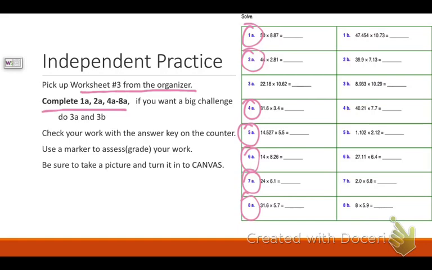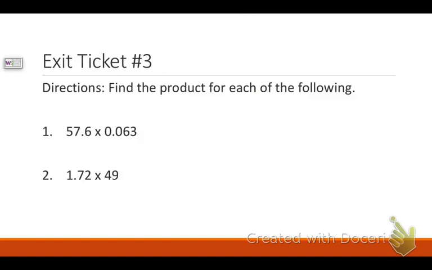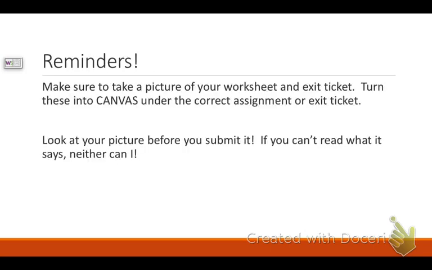Alrighty. Here we go. When you are done with that, here is your exit ticket. You need to be able to get one of these 2 correct to show that you really do understand. In fact, to really know that you are able to do this, you should get both of these correct. Both of these correct really demonstrates to me that you know what you're doing. Alright, make sure you take a picture of your worksheet and your exit ticket. You need to turn these into Canvas under the correct assignment or exit ticket. Okay?